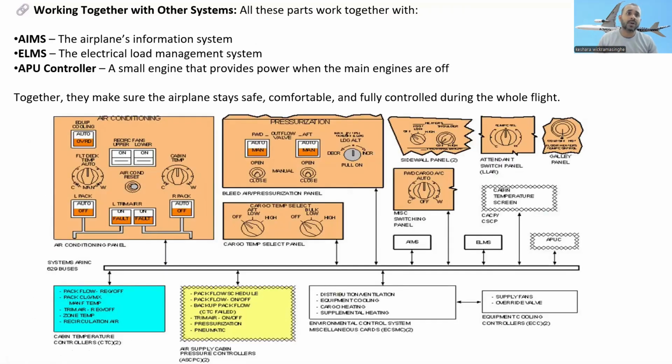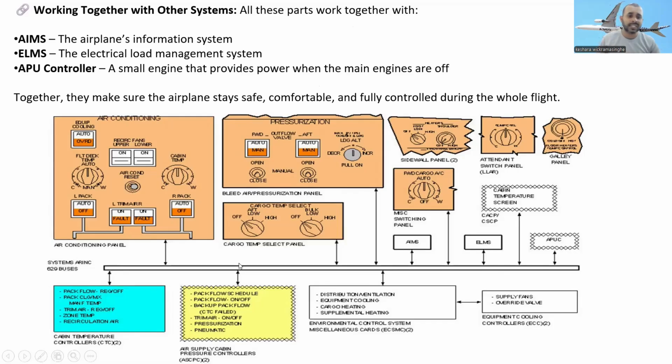Now, working together with other systems. All these parts work together with AIMS, the airplane's information system, and the ELMS, the electrical load management system, and the APU controllers. The APU is a small engine that provides power when the main engines are off. Together they make sure the airplane stays safe, comfortable, and fully controlled during the whole flight.